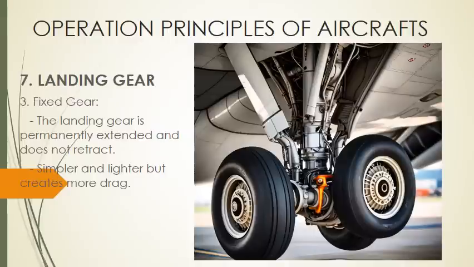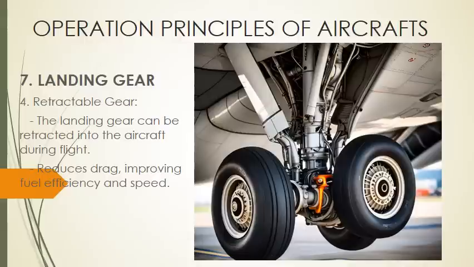The third, fixed landing gear. The landing gear is permanently extended and does not retract. This is common for simpler and lighter aircraft. It is simpler and lighter to construct, as it does not involve any form of retraction mechanism, but it creates more drag because it does not make the body of the aircraft streamlined.